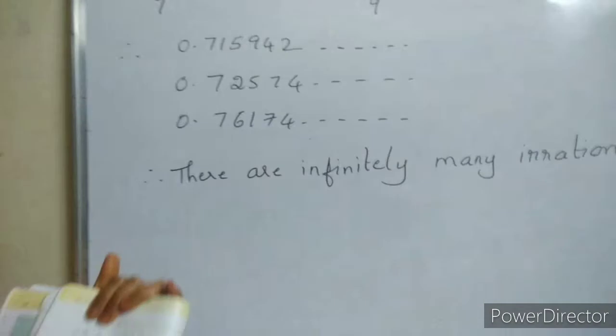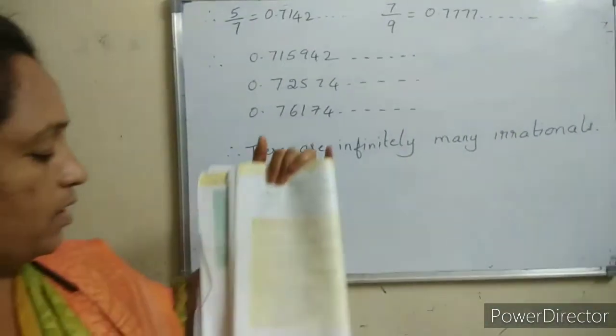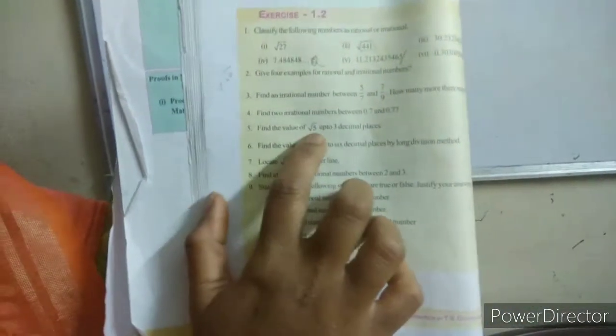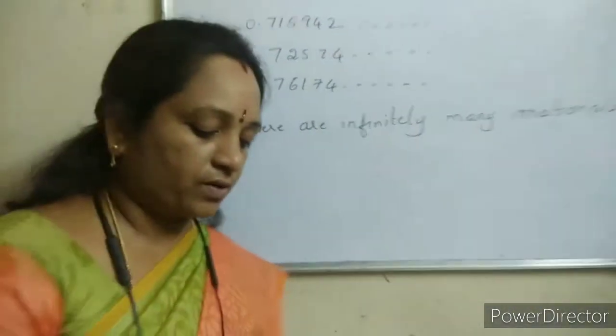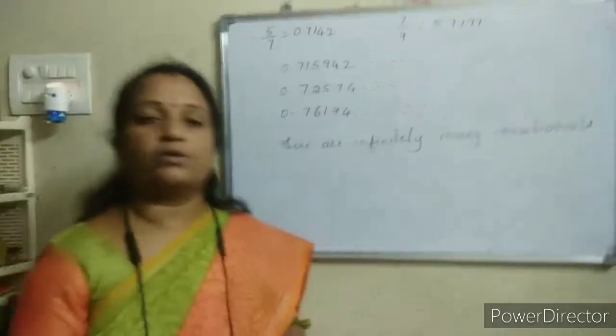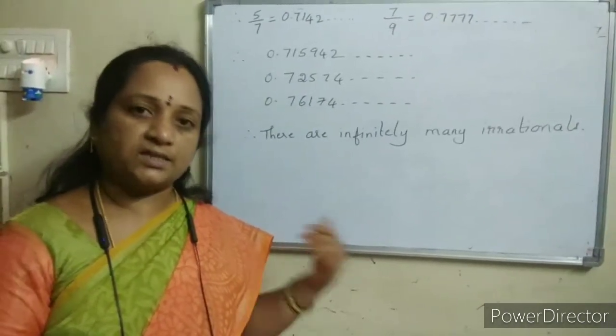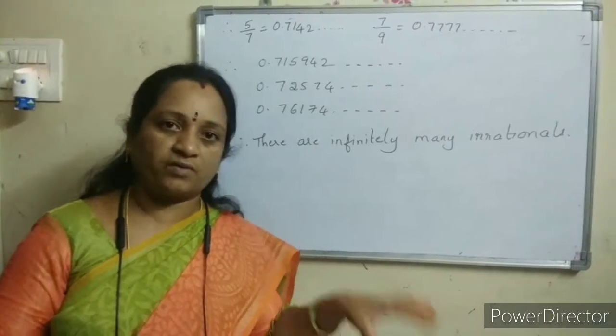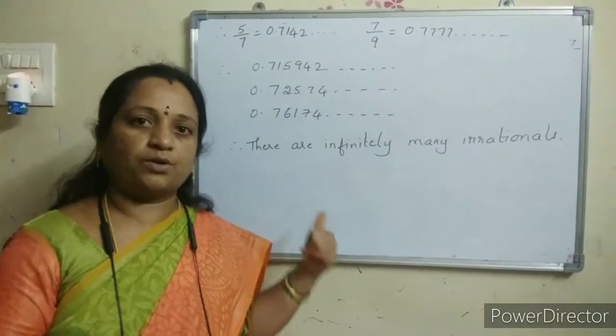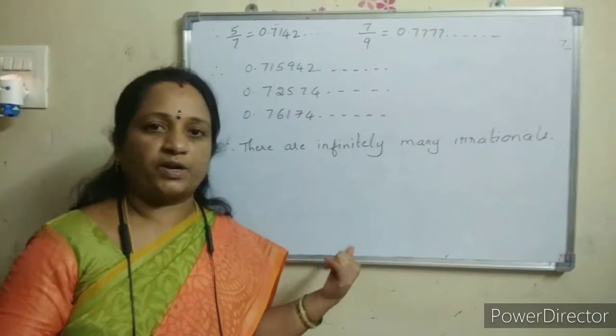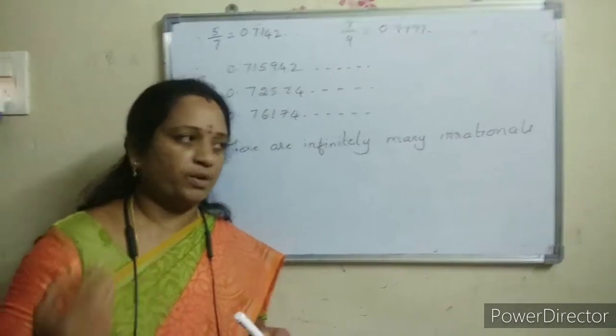And your fifth question, find the value of root 5 up to 3 decimals. Here he is asking you to find the value of root 5 up to 3 decimals. In yesterday's class, we learned how to find the value of root 2 using the long division method. In the same manner, we have to find the value of root 5 using the long division method to find the 3 decimal places.